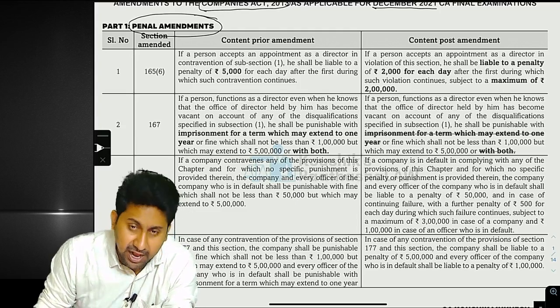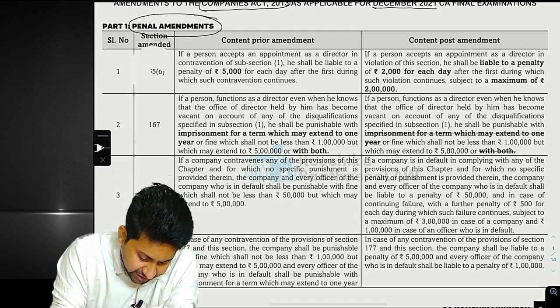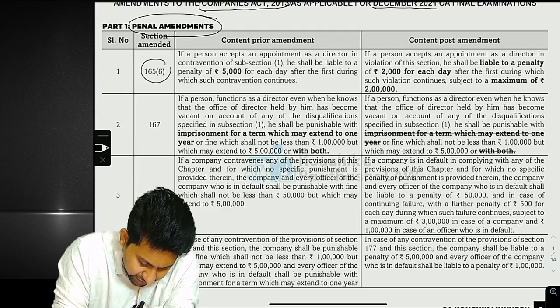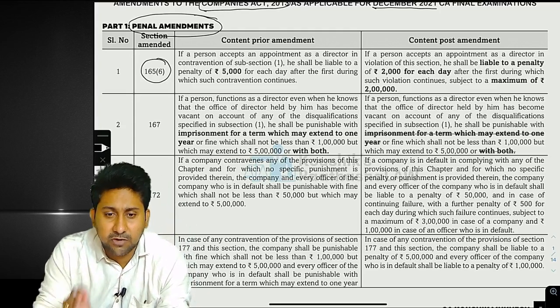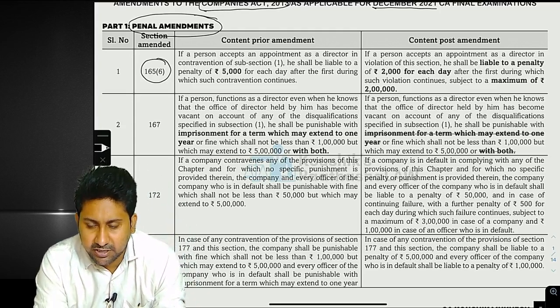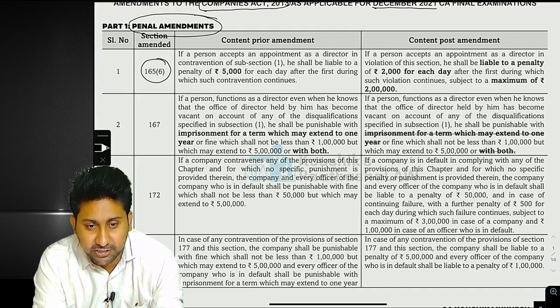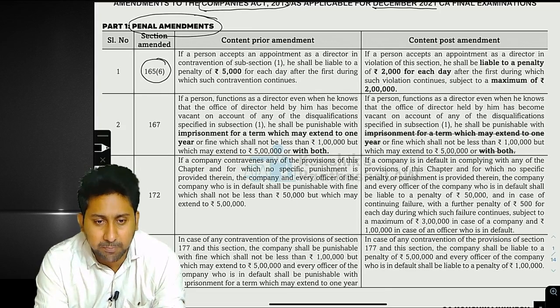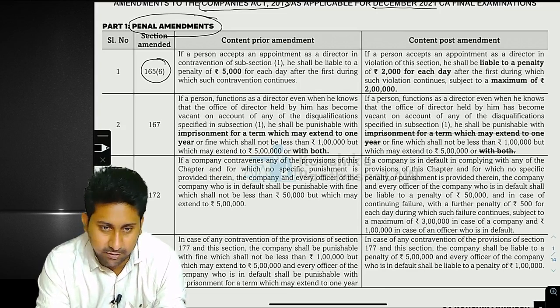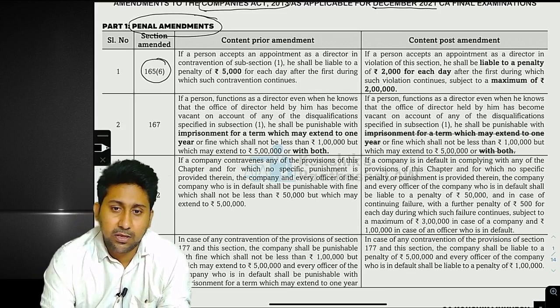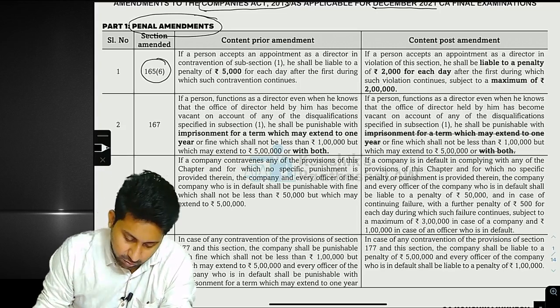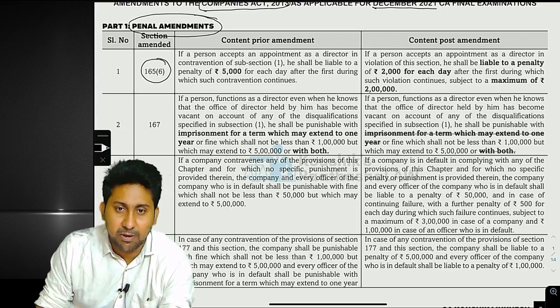If a person accepts an appointment, this is on the number of directorships. Actually, what is the provision? A person shall not hold more than 20 directorships at the same time. In that, public companies cannot exceed 10. So this is the provision. On that there is an amendment. What amendment? The provision didn't undergo amendment.